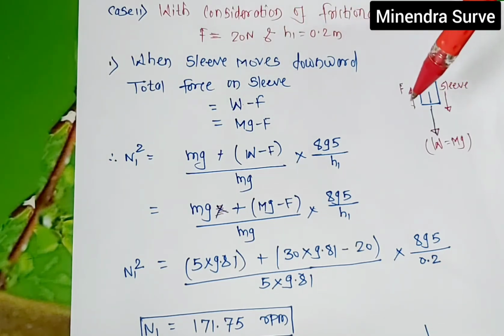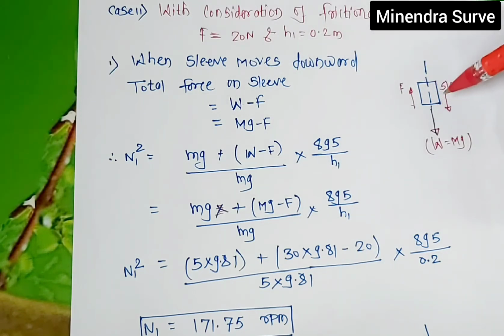Okay, this is my sleeve now on a spindle axis. Now the sleeve is moving downwards. What will happen? Frictional force will act upward. Okay, the concept we have already talked about in lecture number 2. You can see there the total weight of the sleeve acting downwards, W is equal to mg. So net, when the sleeve moves downward, total force on the sleeve.